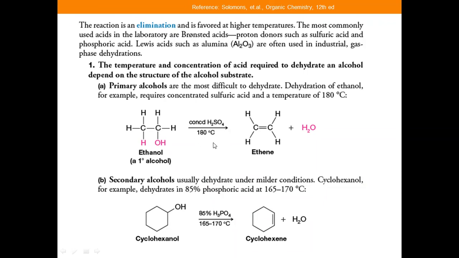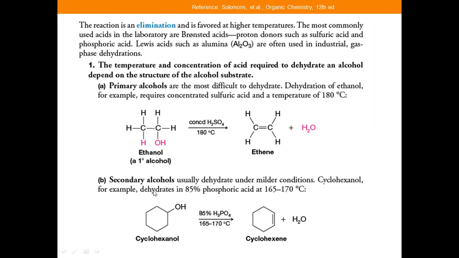So yes, the primary alcohol can proceed to a dehydration reaction, but it is difficult at a normal temperature or with a less concentrated acid. To proceed with the elimination reaction, the condition should be a very high temperature and concentrated acids.